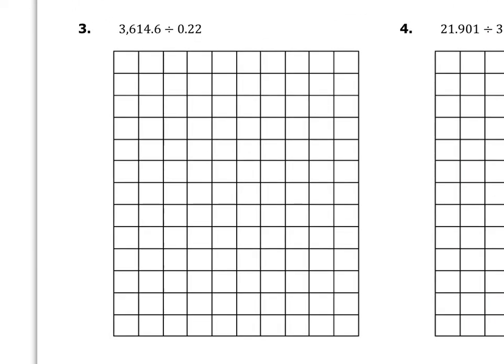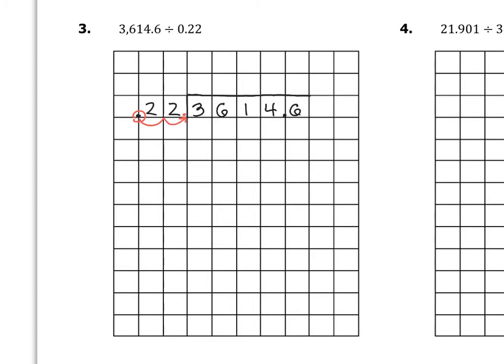Number 3, we have 3,614.6, and we're dividing that by 0.22. So again, I'll set up my long division house. 3,614.6 goes here, and then my divisor is 0.22. I need to move the decimal point in my divisor to the right until I get a whole number, so I'm going to take that decimal point and I'll move it 1 and 2 places to the right.